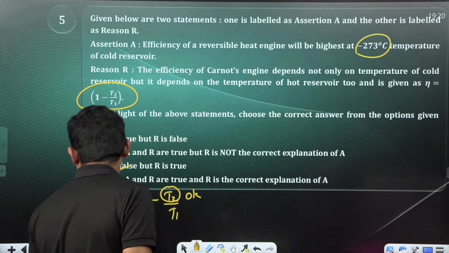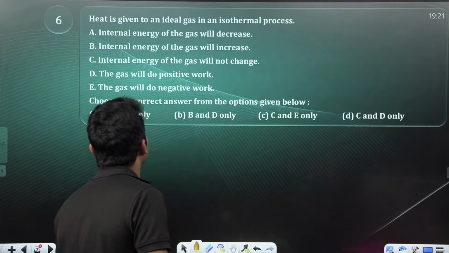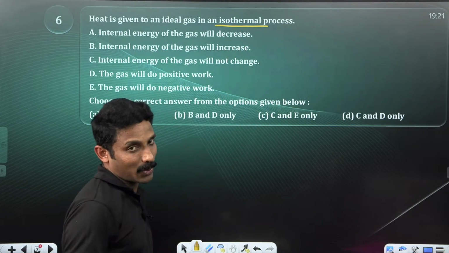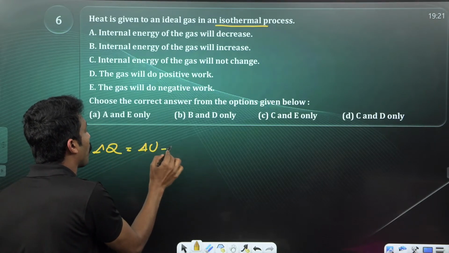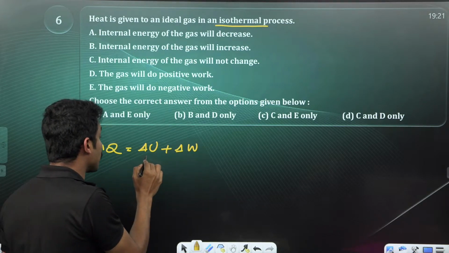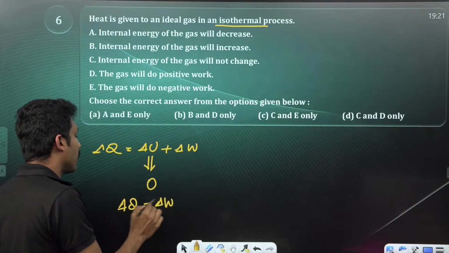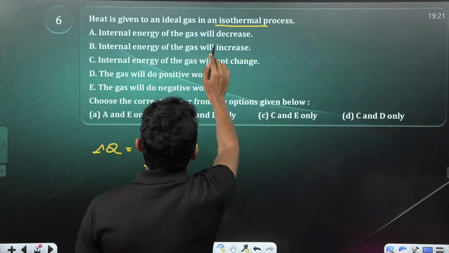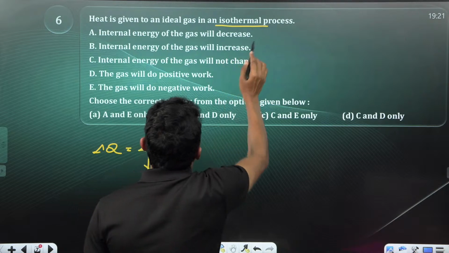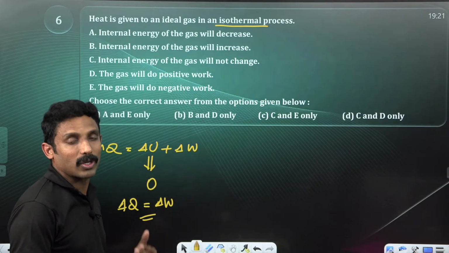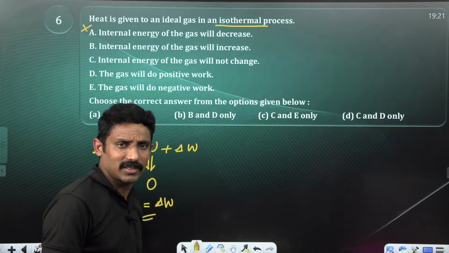Understood? Very good. Now moving to the next one: heat is given to an ideal gas in an isothermal process. We know the first law of thermodynamics: delta Q is delta U plus delta W. In an isothermal process, delta U goes to 0, which means delta Q is equal to delta W. Now we can check the options, statements A, B, C, D, E. First, internal energy of the gas will decrease. Internal energy of the gas is not going to decrease or increase; the change is 0. So statement A is incorrect. Internal energy remains constant.